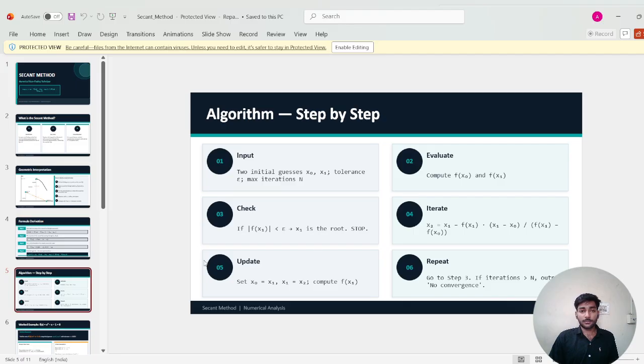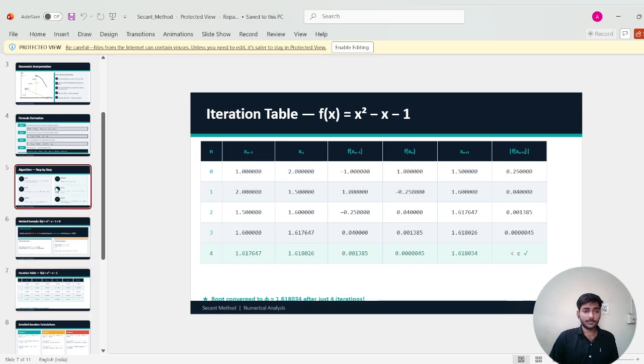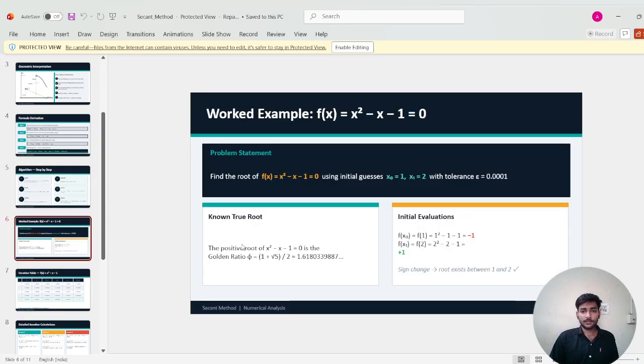And now we will see the numerical example. Here we have given the equation x square minus x minus 1 is equal to 0. Using the initial guess, here we take the value of x0 is equal to 1, x1 is equal to 2, and the given tolerance e is equal to 0.001.